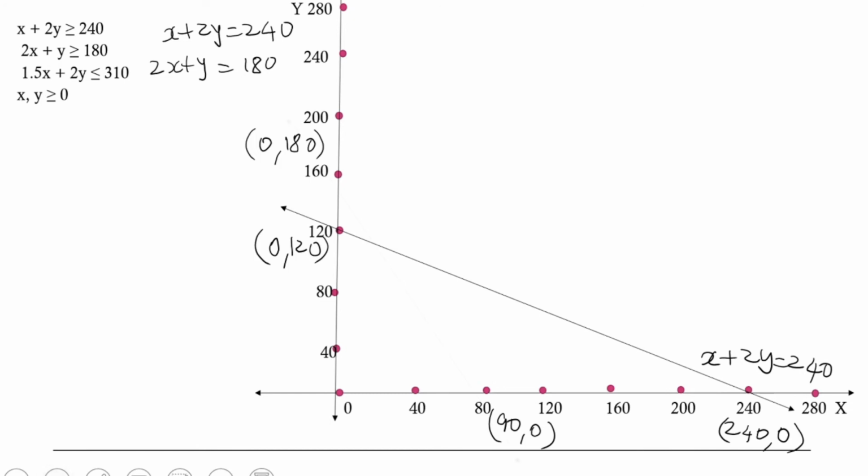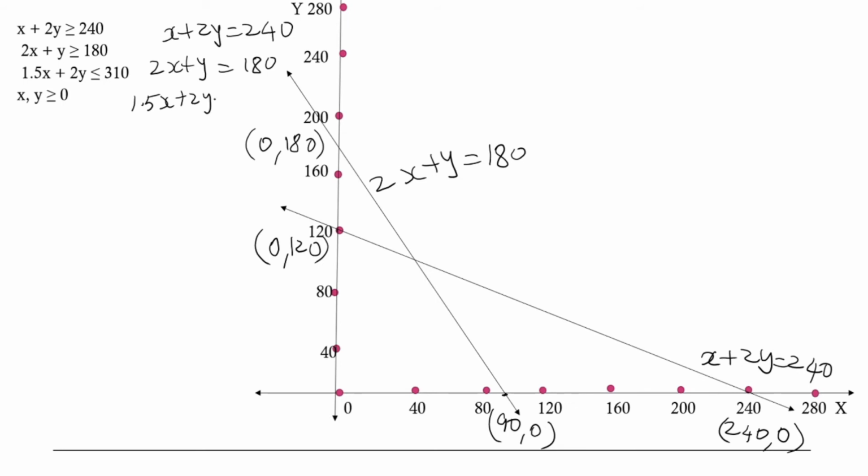Join these 2 points with the help of a straight line. We get the line 2x plus y equal to 180. The third constraint is 1.5x plus 2y less than or equal to 310. So the corresponding equation is 1.5x plus 2y is equal to 310.